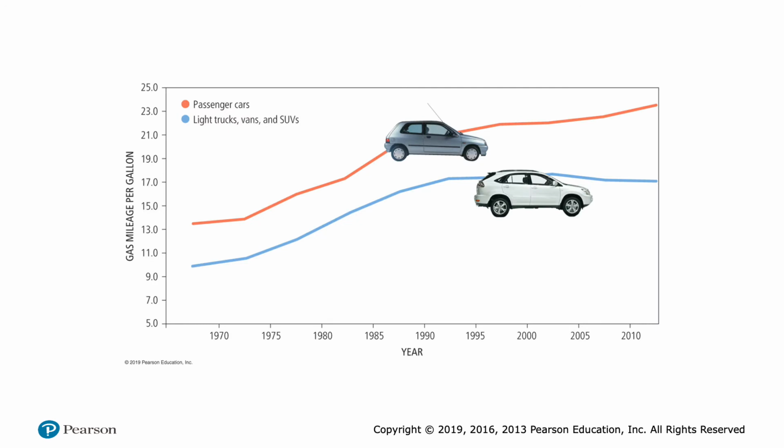Fuel efficiency. This shows gas mileage for passenger vehicles in red versus SUVs, and you can see how passenger cars' gas mileage, or miles per gallon, has greatly increased over the years. SUVs and trucks have increased greatly, but then have kind of flattened out since the year 1995.